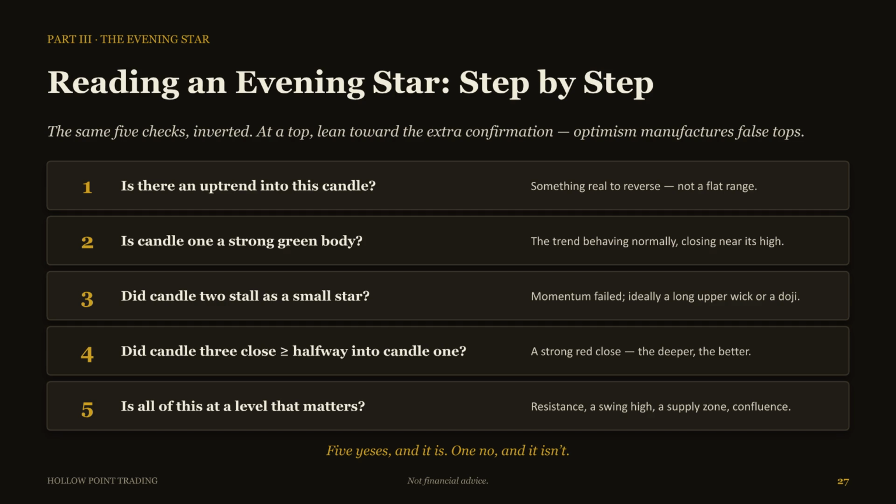Reading the evening star involves the same 5 checks, inverted, with an added emphasis on confirmation at the top, since optimism can create false tops. The verdict is binary. 5 yeses, and it is. 1 no, and it isn't.